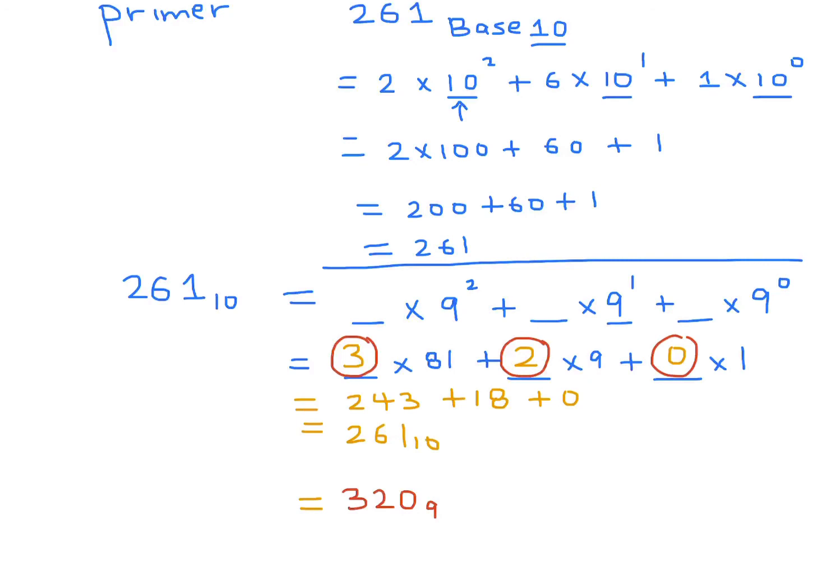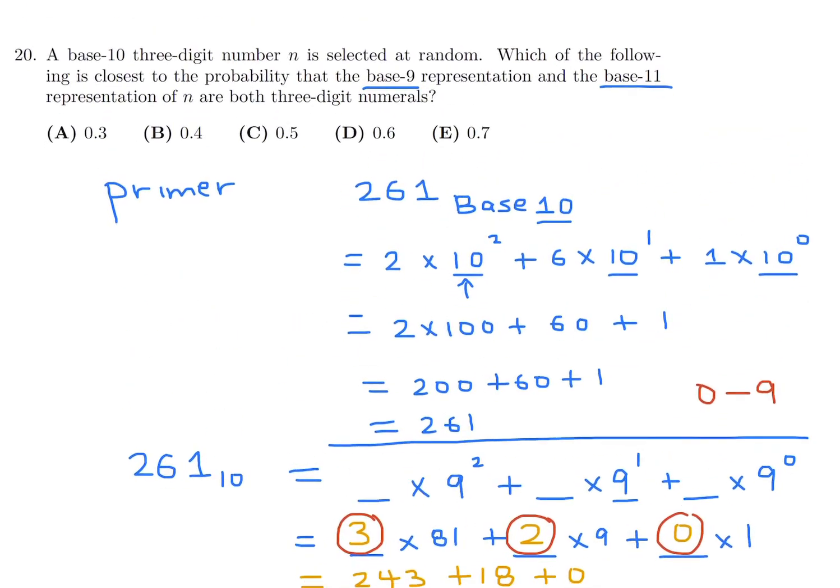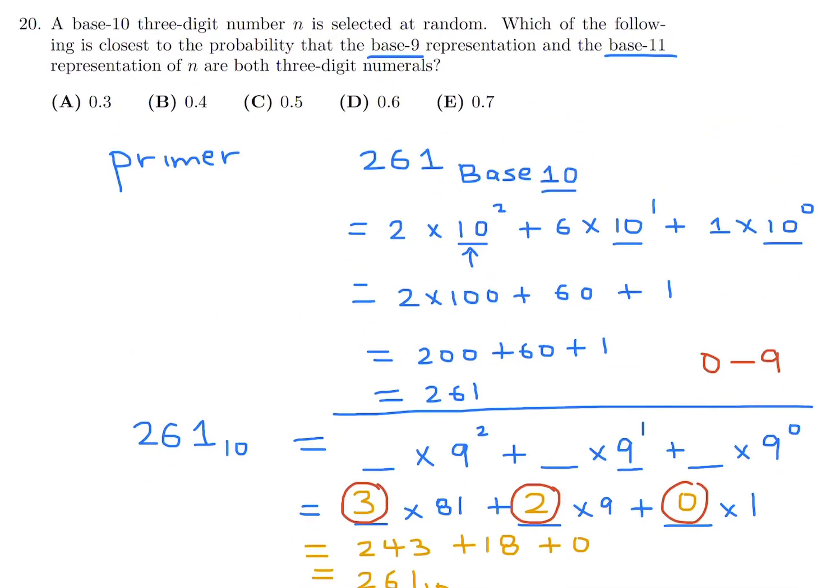And also in base 9, our digits can only be between 0 and 8. In base 10, they can be from 0 to 9, the digits of any number. But in base 9, they can only be from 0 to 8. So I hope that's a little bit of a primer just in case you weren't familiar. So let's go back to the question and start.